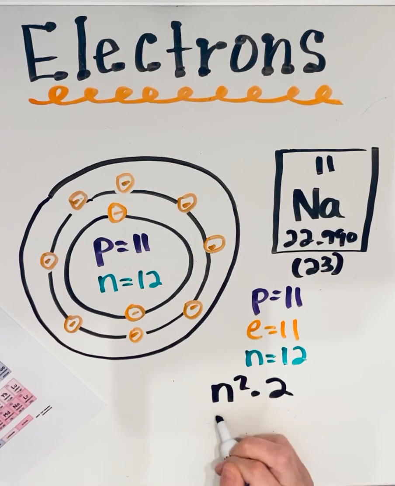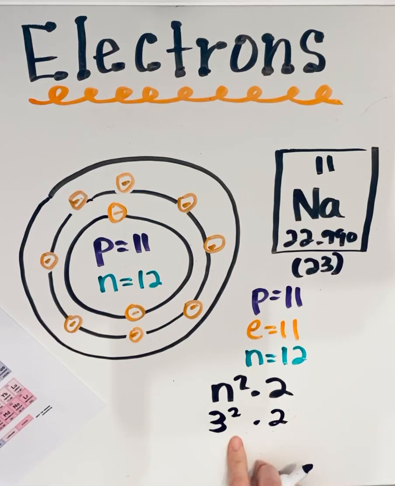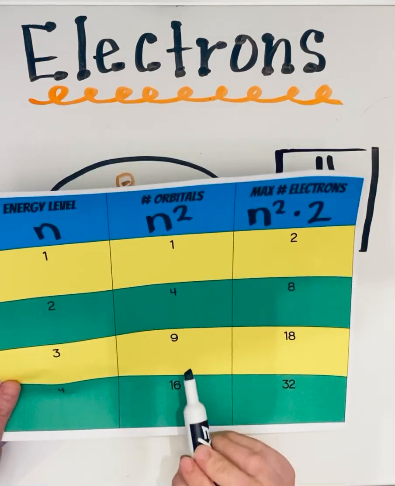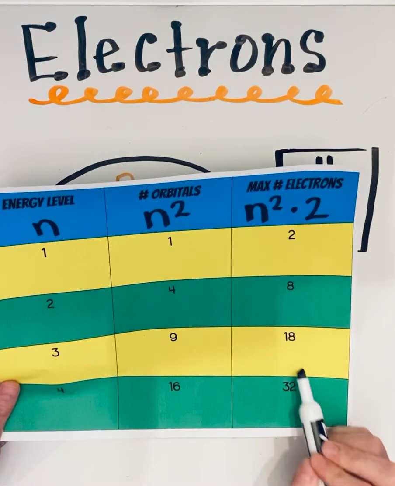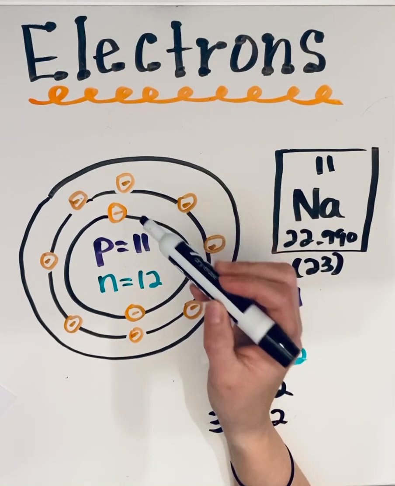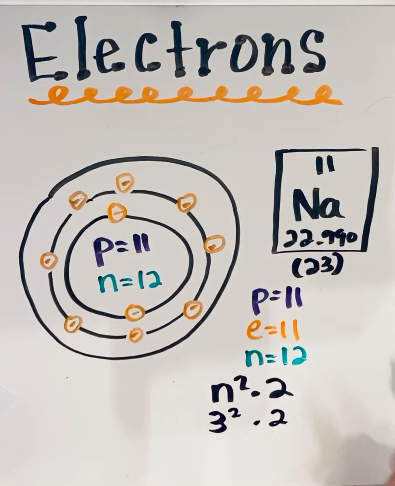All right, so on the 3rd floor, n squared times 2. 3 times 3 is 9. 9 times 2 is 18. If I look back onto this chart, 3rd floor of the hotel has 9 available rooms. Each room can fit 2 people. I can fit up to 18 people on that 3rd floor. Do I need 18 people? No. I only need 1 more electron to fill my 11 electrons, right? So I already have 1, 2, 3, 4, 5, 6, 7, 8, 9, 10. So I just need 1 more. So I'm going to draw 1 electron.